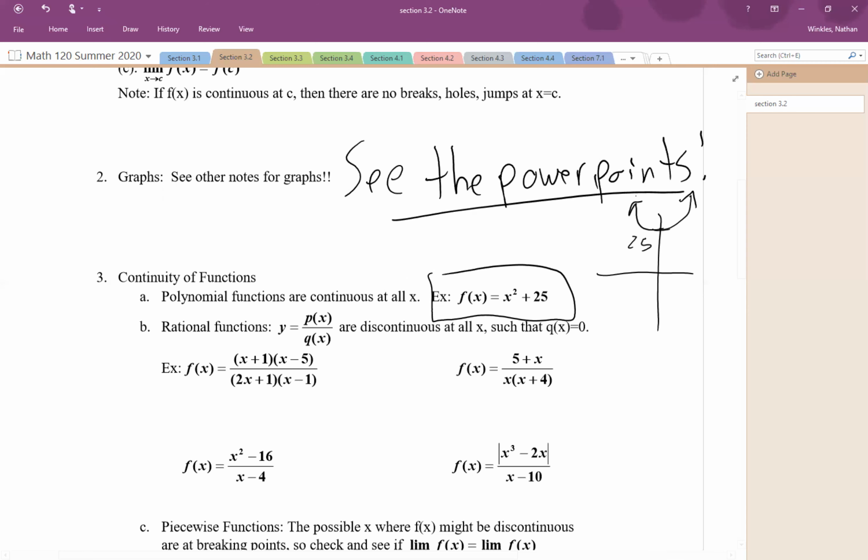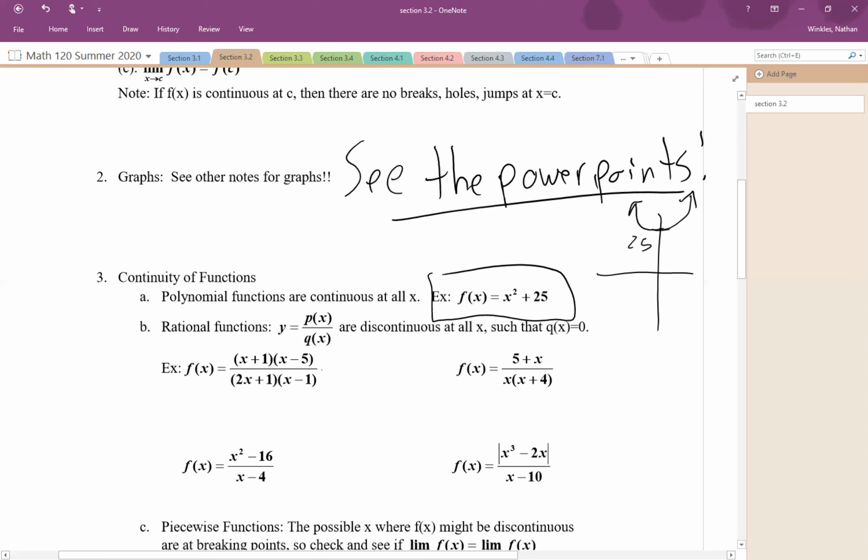The big one where we have to figure out if we are continuous or not is rational functions. Rational functions are one of the biggest pieces that we try to figure out if they are continuous or not. Rational functions y equals p of x divided by q of x are discontinuous at all x such that q of x equals 0. So in other words, check to see where the denominator equals 0 and solve that, and that will tell us where our function is discontinuous.